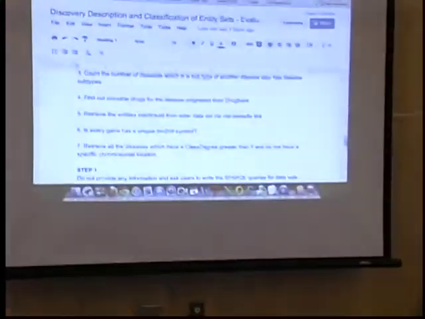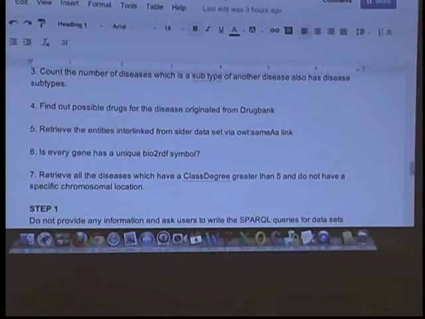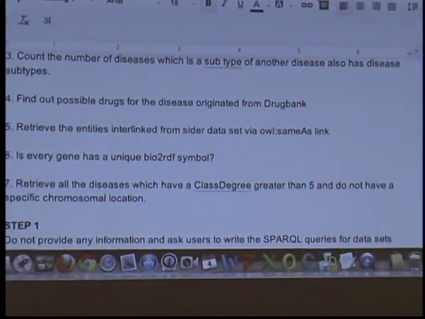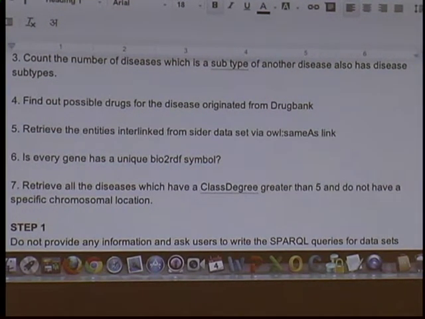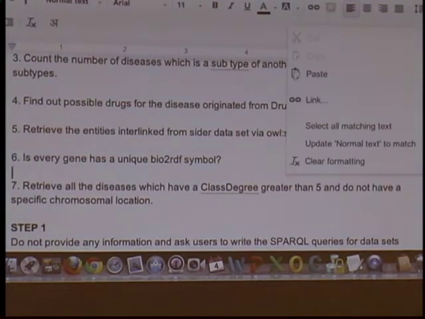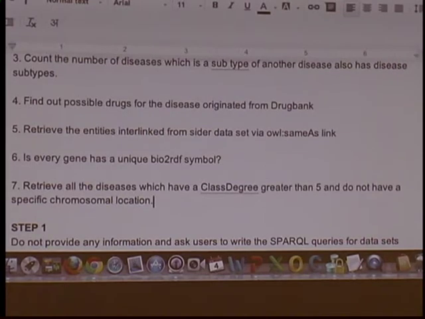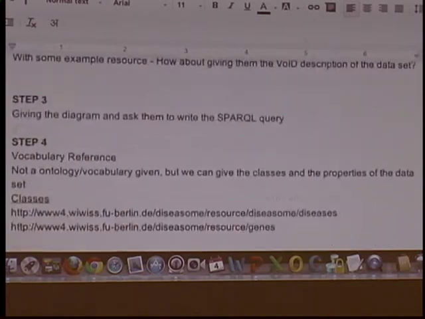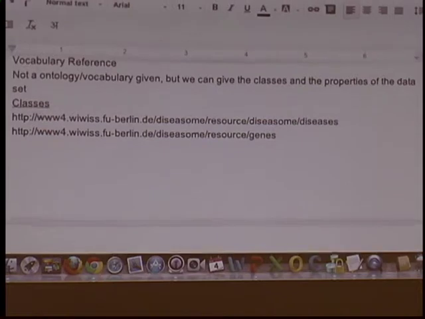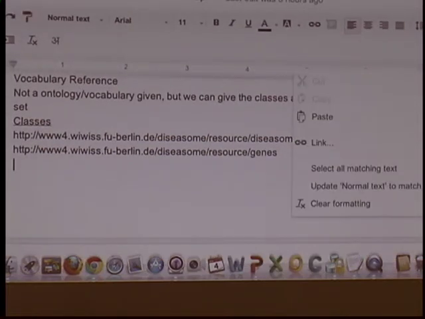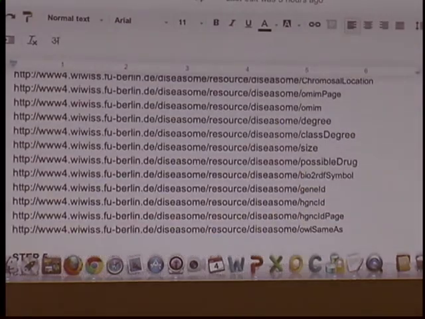It is very common in current RDF datasets that they use just multiple URI patterns. So currently I'm using the Disease dataset for this. What is the Disease dataset? It is about diseases and genes. What they have given is these two classes that the dataset has, and these are the properties that the dataset has. So this is the only information that a user would have.